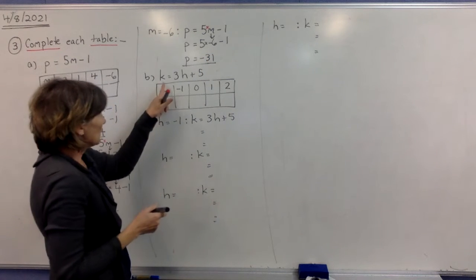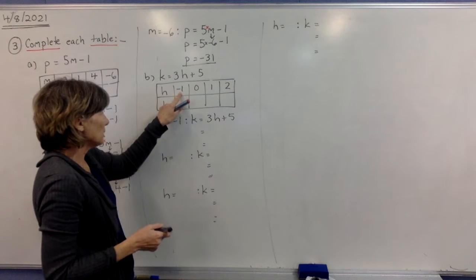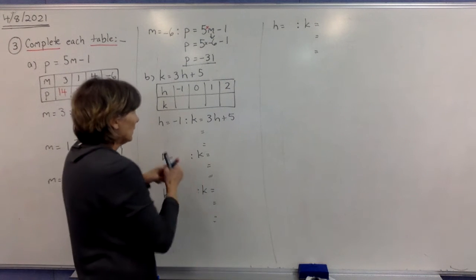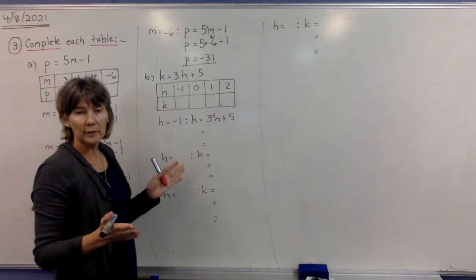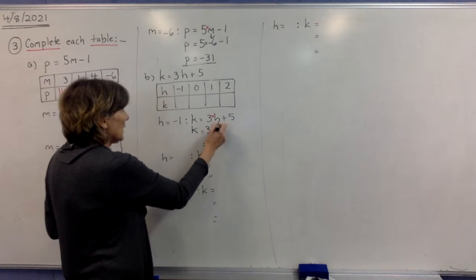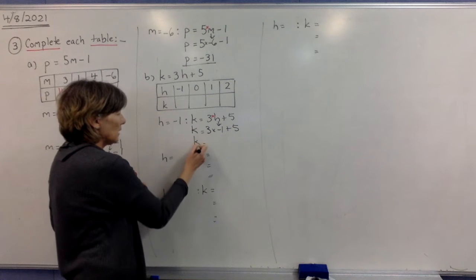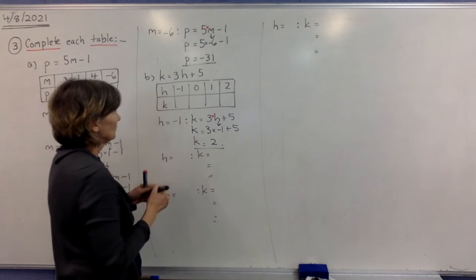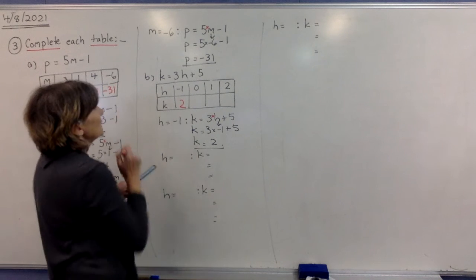Okay, next. So we're filling in a different table. Here's our new rule. Our first h is minus 1, and our rule is k equals 3h plus 5. Between the 3 and the h, we put our times. Between a number and a letter, if there's nothing, you put a times. Copy everything down. When you get to the h, you're writing minus 1. And then we go to our calculator. Type it all in, and you'll end up with 2. Put that in your table. Forgot to put our minus 31 back there, didn't I?